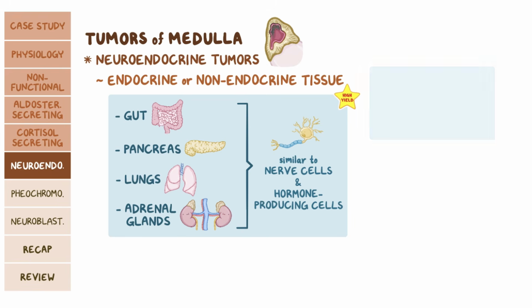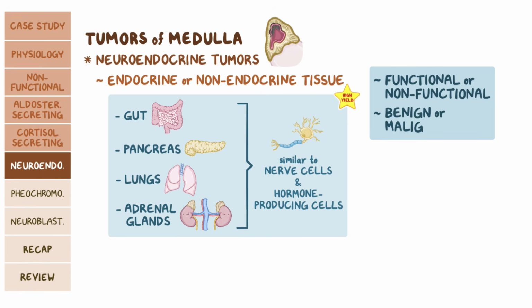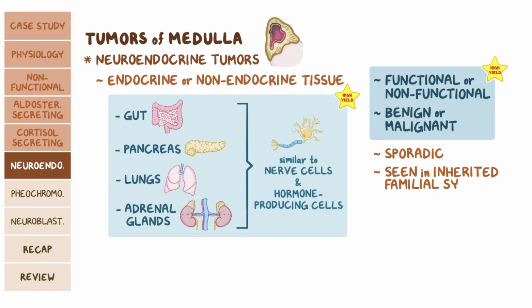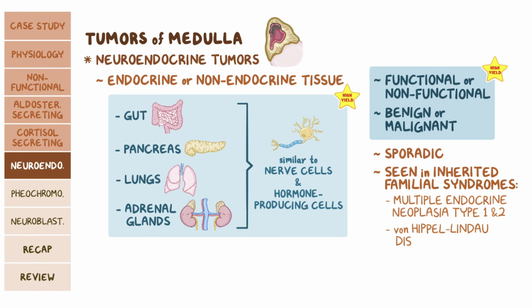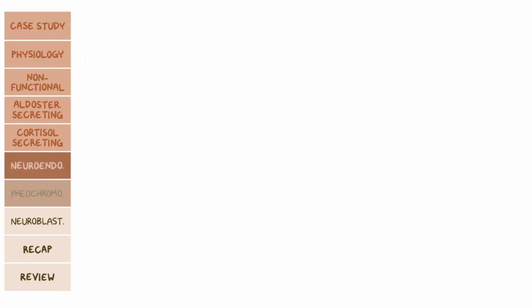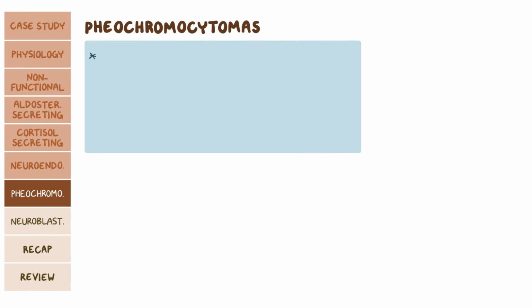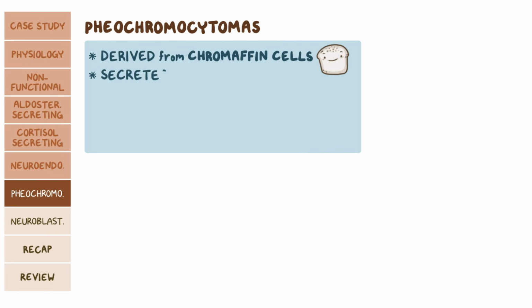Just like most tumors, they can be functional or non-functional, and of course, benign or malignant. They are sporadic, but can also be seen in several inherited familial syndromes, including multiple endocrine neoplasia type 1 and 2, von Hippel-Lindau disease, and neurofibromatosis type 1. One particular neuroendocrine tumor that's most often found in the adrenal gland is pheochromocytoma, a tumor that is derived from chromaffin cells and secretes catecholamines, like epinephrine and norepinephrine.